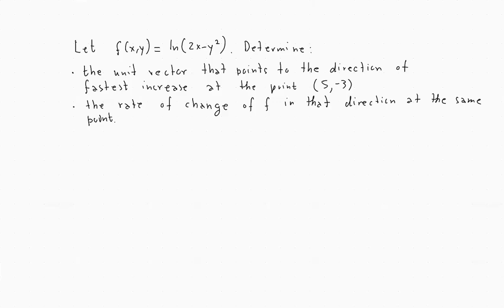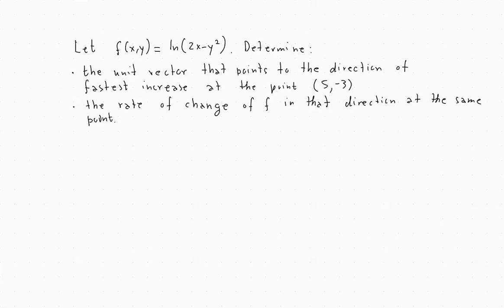So we would like to find the direction of fastest increase for the function f(x,y) = ln(2x - y²) at the point (5, -3), in particular, the unit vector that points in that direction. And we would also like to find the rate of change of f in that direction at the same point. So let's first of all try to understand what we're looking for here.